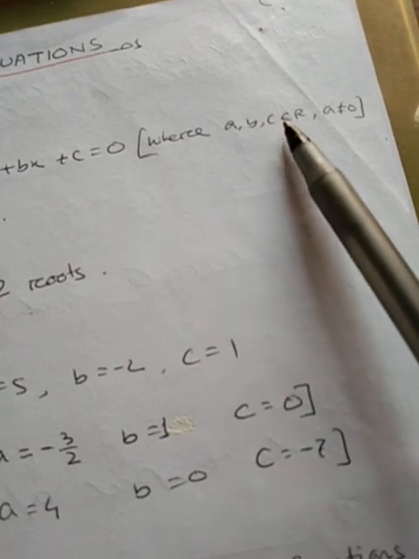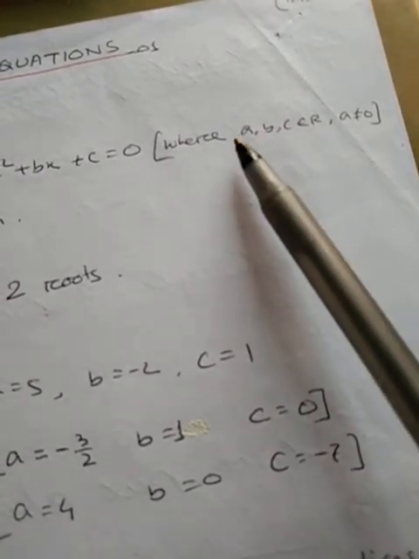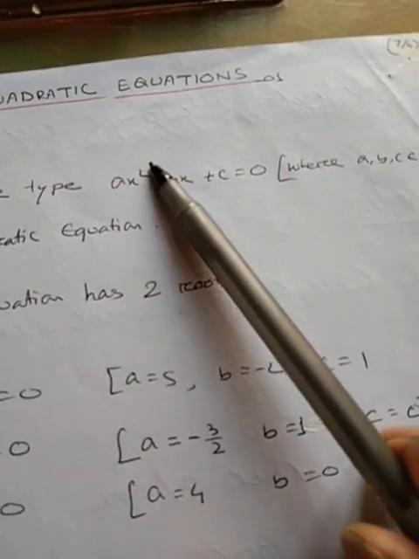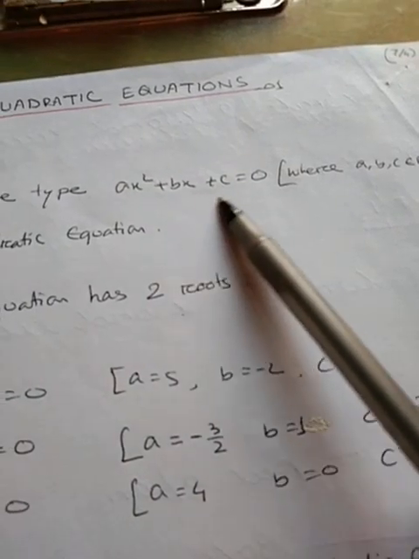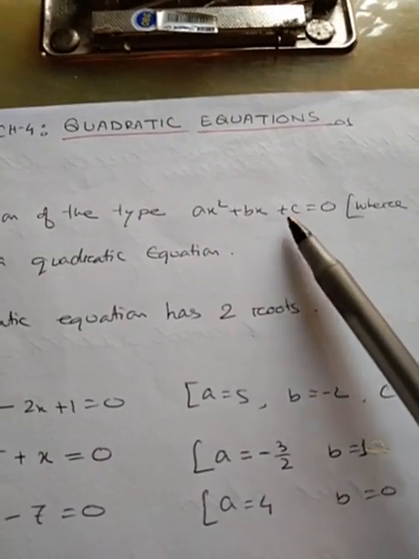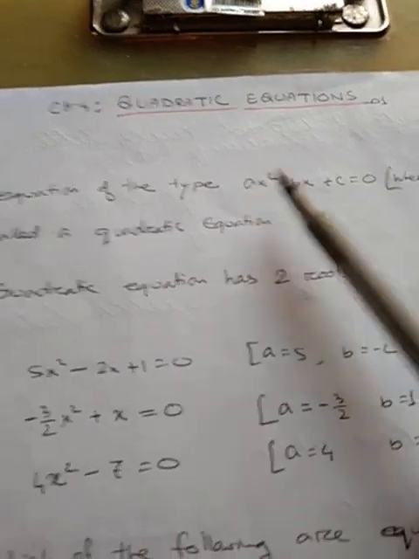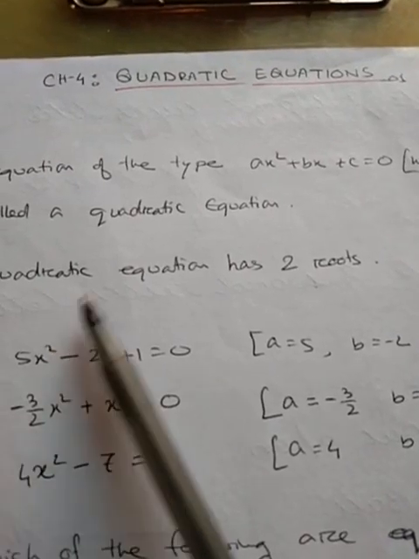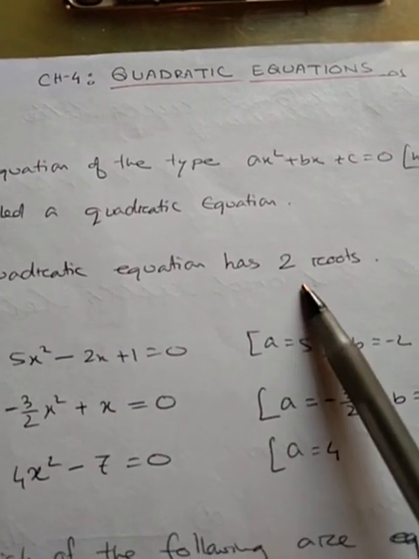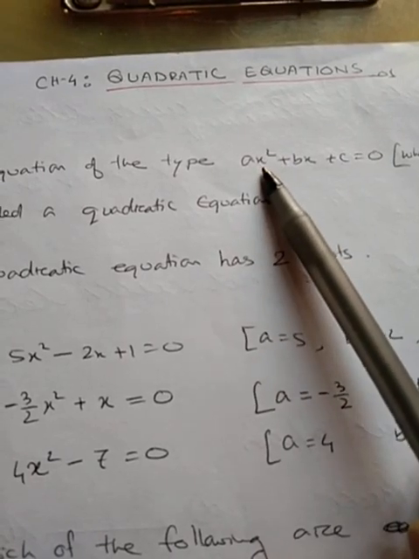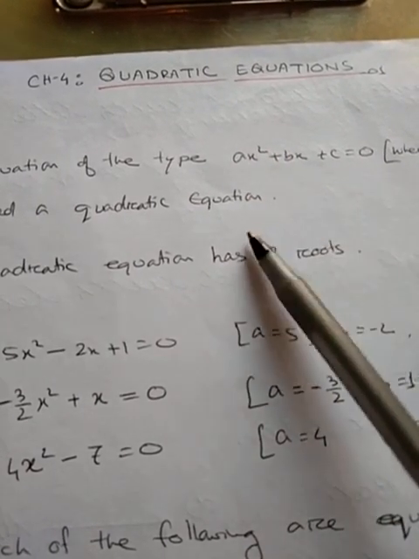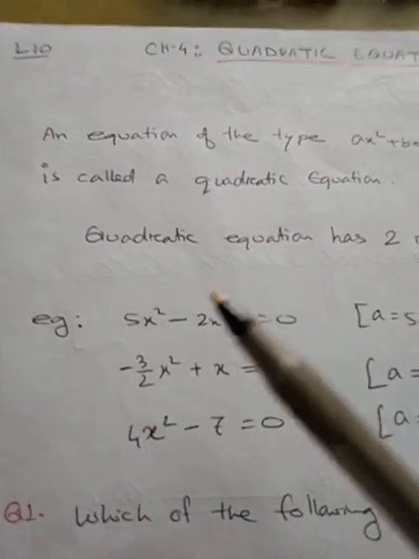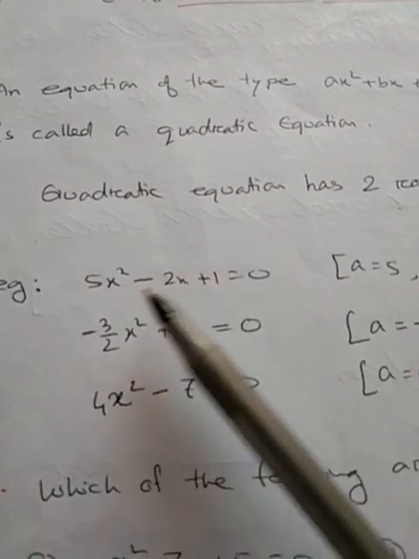This is a, b, c belongs to R, that means they are real numbers, and a cannot be 0. If a is 0, this part will vanish and then this won't be a quadratic equation. So this cannot be 0 and then this is called a quadratic equation. Now the quadratic equation has two roots because the degree is 2, and if we solve then we can get 2 values of x.